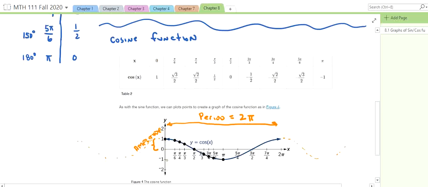Notice, the amplitude is half of the range of this function. The range goes from minus 1 to 1, the absolute value of the range, that is. So this has an absolute value magnitude of 2 in the range here from minus 1 to 1. So the amplitude is half of that, 1.